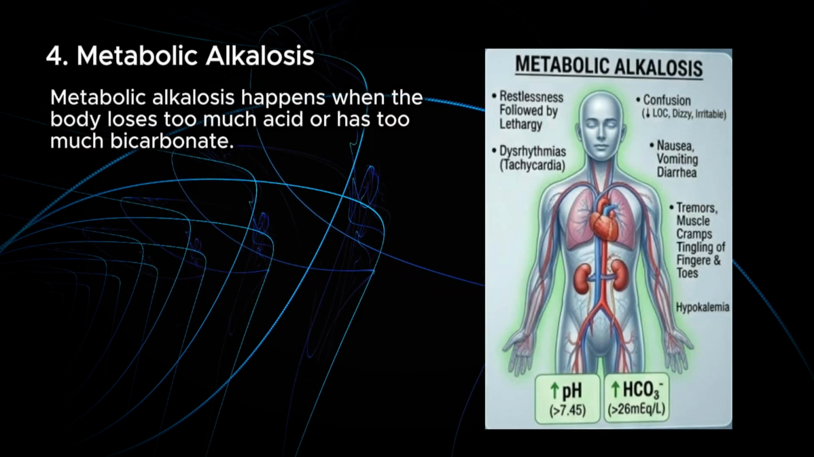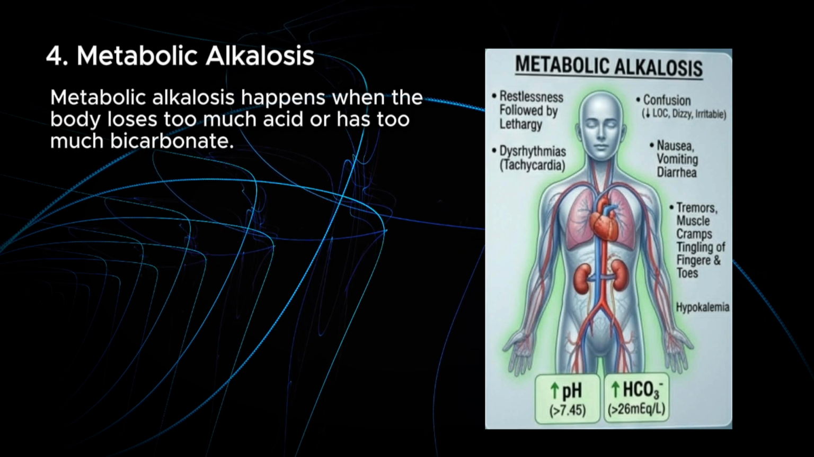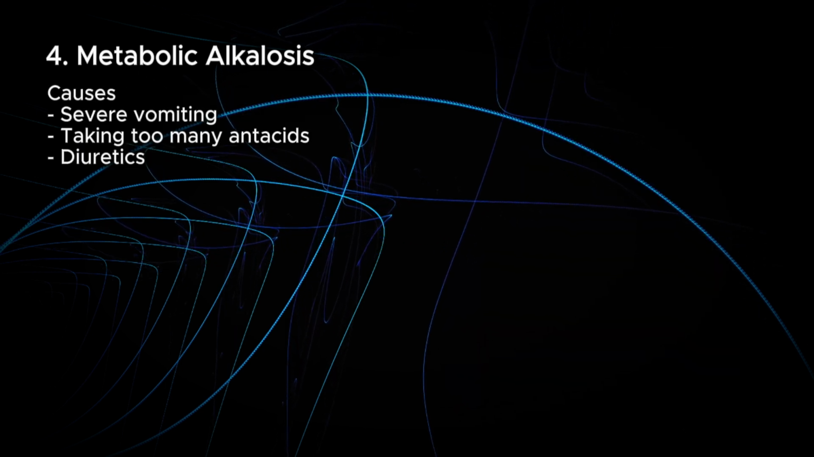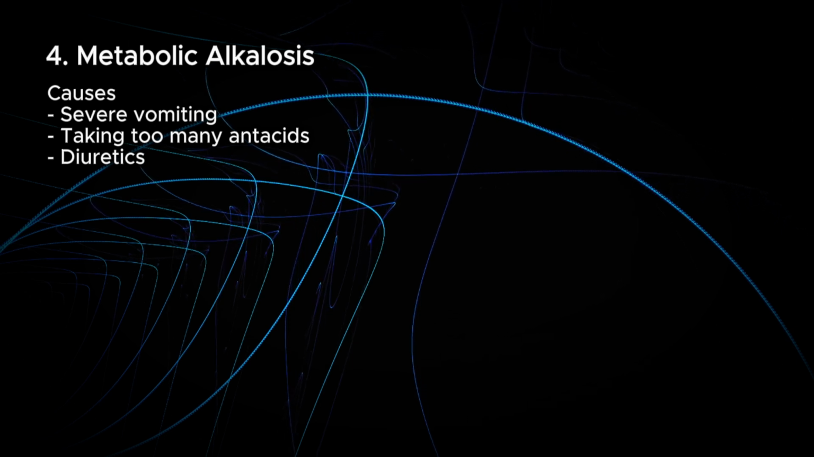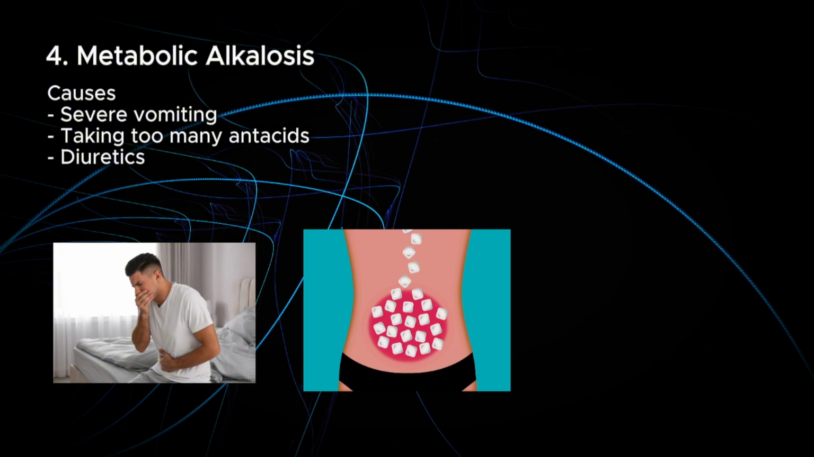So the fourth one is metabolic alkalosis. Metabolic alkalosis happens when the body loses too much acid or has too much bicarbonate. So what are the causes of metabolic alkalosis? First is severe vomiting. Second is taking too many antacids.